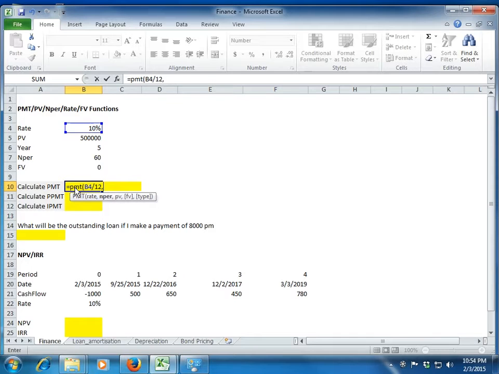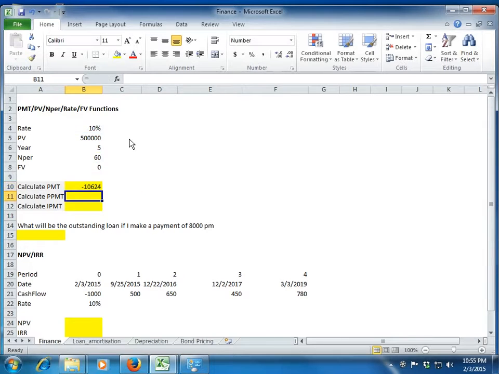Then as you can see, it asks me for the number of periods. So the number of periods we have already computed to be 60. Okay, my present value is 5 lakhs. Let me keep it positive and I'll get my PMT as negative, not a problem. My future value is 0. Okay, type is basically whether the payment is made at the beginning or at the end of the period, and it's an optional argument. So by default I assume that all this payment which I am calculating will be made at the end of the period. I close the bracket and I press enter.